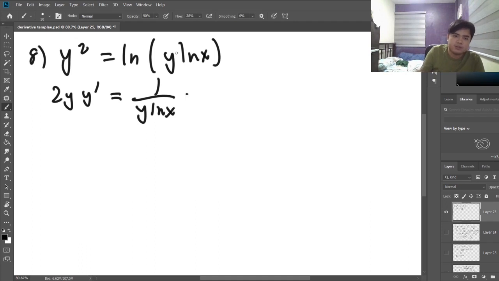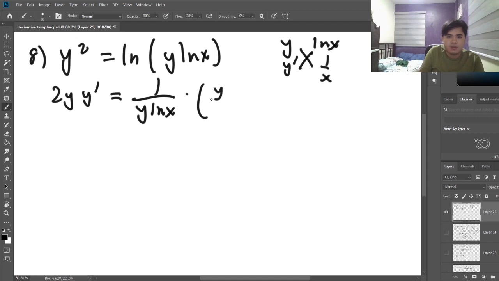Then chain rule, we have to find the derivative of the inside. So y and then ln x. The derivative of y is y prime. The derivative of ln x is 1 over x. Cross multiply, we get y over x plus y prime ln x. So it's going to be the derivative.